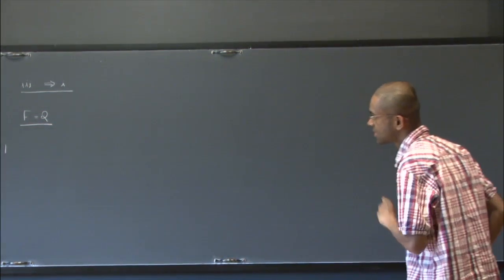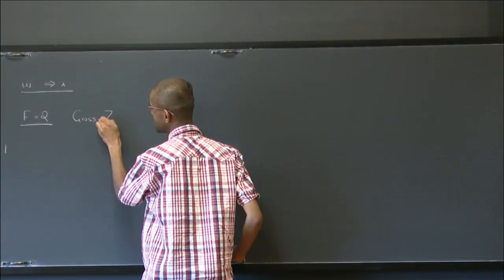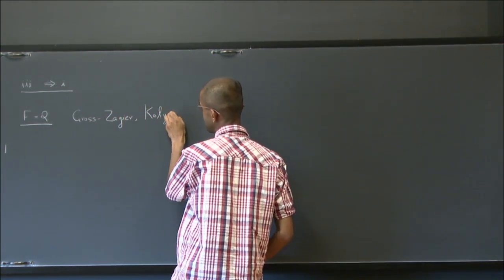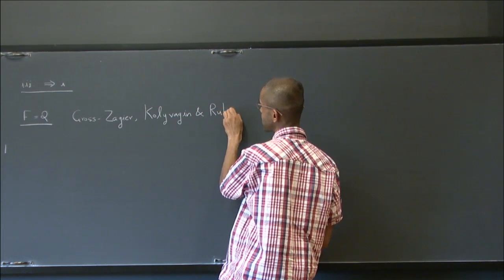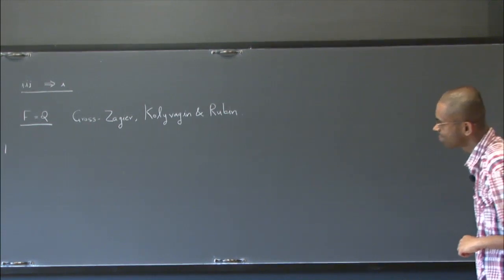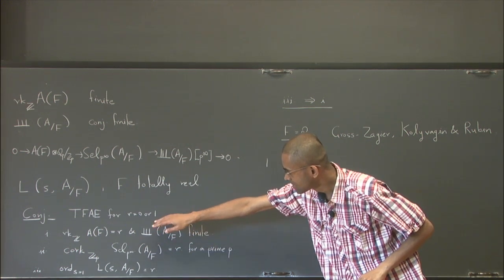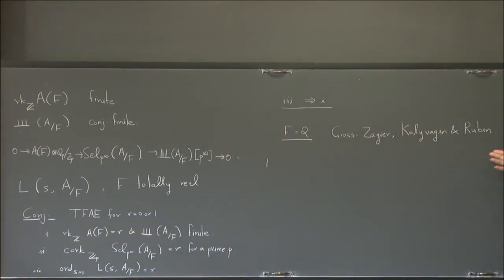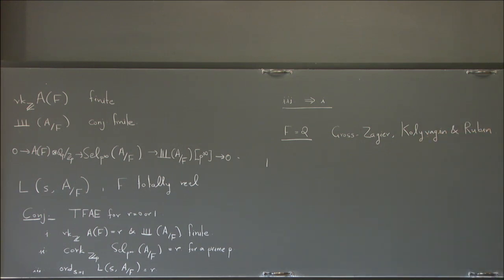Let's see the case F equals Q. This is the landmark work of Gross-Zagier, Kolyvagin and Rubin, around maybe mid to late 80s. So beginning with apparently complex analytic information, one tries to say something about the rational points and the Tate-Shafarevich group.